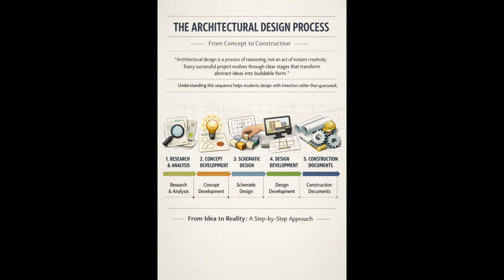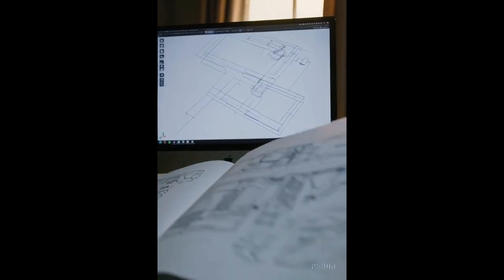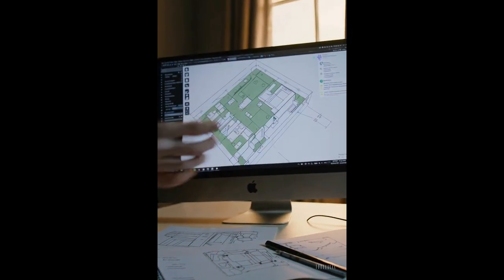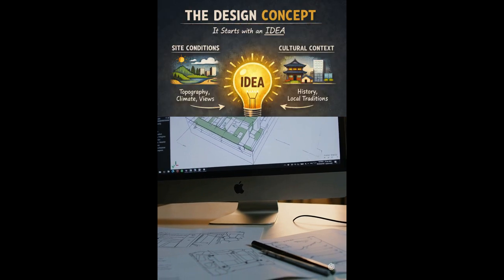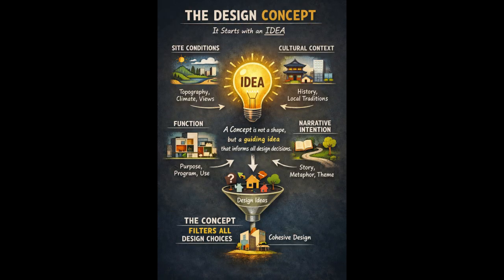1. From concept to final design. Step-by-step project evolution. Architectural design is a process of reasoning, not an act of instant creativity. Every successful project evolves through clear stages that transform abstract ideas into buildable form. Understanding this sequence helps students design with intention rather than guesswork.